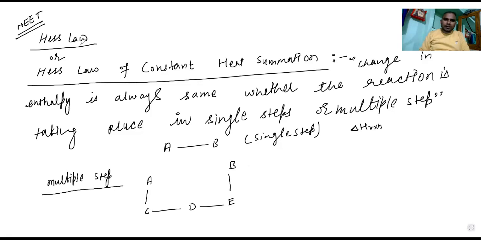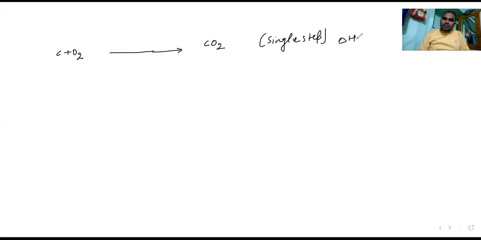See, suppose I need to go from C to CO2. Please keep on asking doubts, it will be very good for us to understand. C plus O2 gives CO2. This is completely carbon dioxide being formed in a single step. Some energy will be there, suppose delta H of reaction.